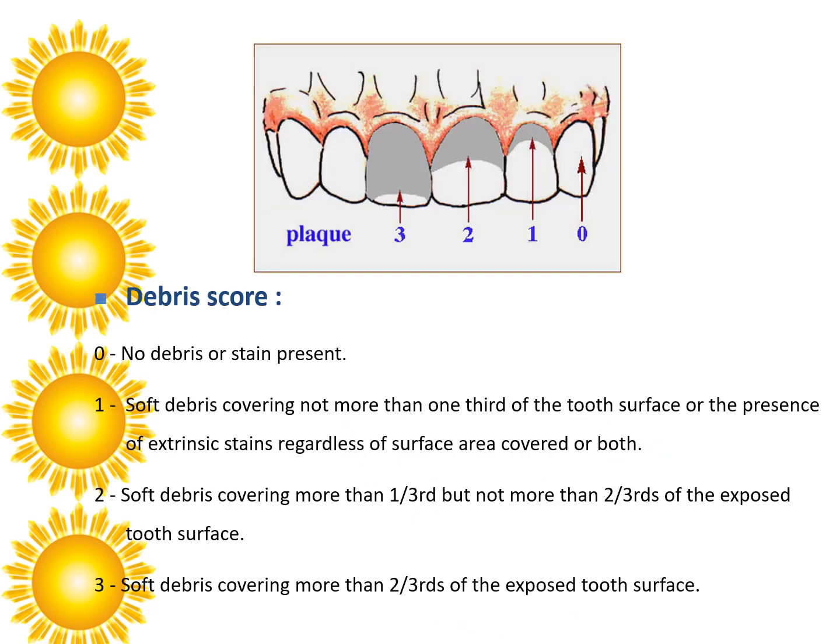In the oral hygiene index, the debris and calculus are calculated separately. Now we'll see about the debris score. See the picture. 0 is nothing but no debris or stain present. 1 is soft debris covering not more than 1/3 of the tooth surface or the presence of extrinsic stains regardless of surface area covered. And 2 is soft debris covering more than 1/3 but not more than 2/3. And 3 is soft debris covering more than 2/3 of the exposed surface.